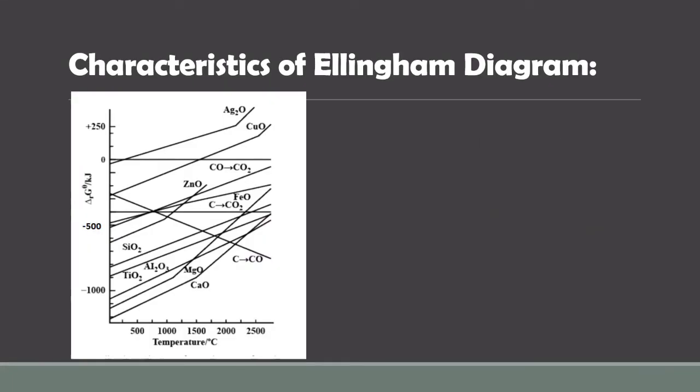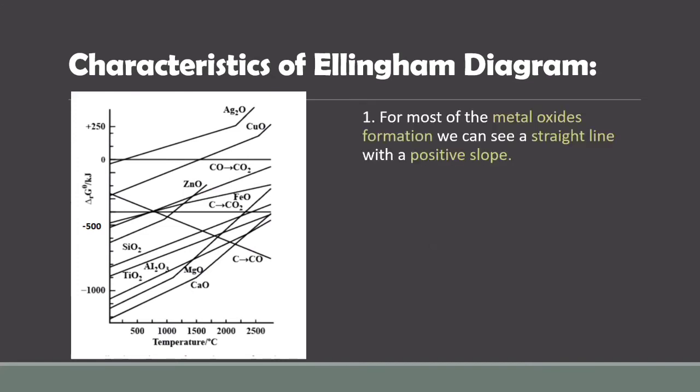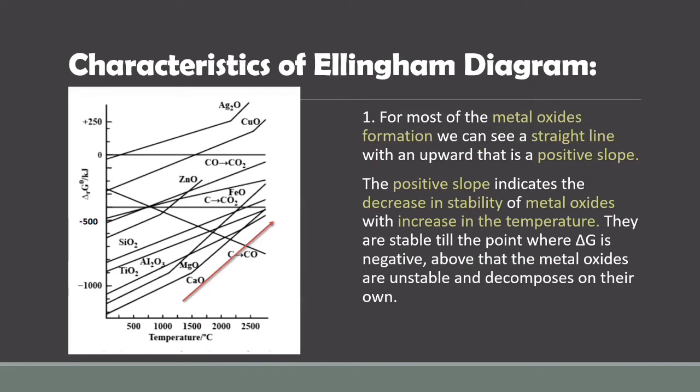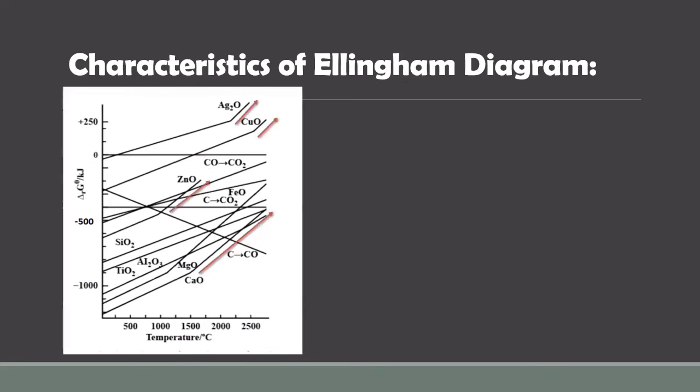Now we'll start with the characteristics of the Ellingham diagram. The first point that we need to notice is that for most of the metal oxide formation, we see a straight line with upward slope, that is, a positive slope. The positive slope indicates the decrease in stability of the metal oxide with increase in temperature. They are stable till the point where delta G is negative, as indicated, above which the metal oxides are unstable and decompose on their own.